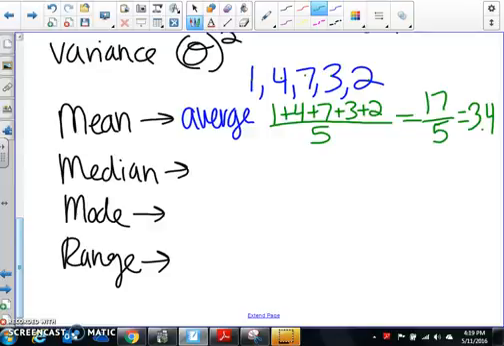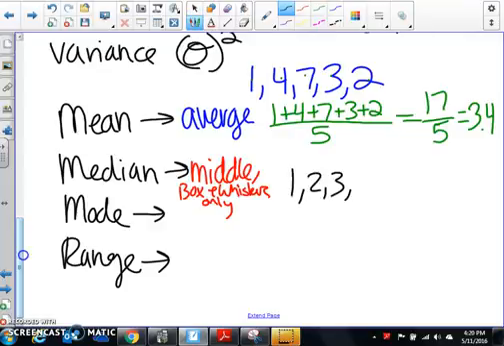Oh, also in statistics, decimals are more than okay. I know that's kind of annoying, but it is what it is. All right, median is the middle number. Okay, remember we use this for box and whiskers only. All right, so we have to line them up, greatest to least. So 1, 2, 3, 4, 7. So our middle number is 3. So our median is 3.